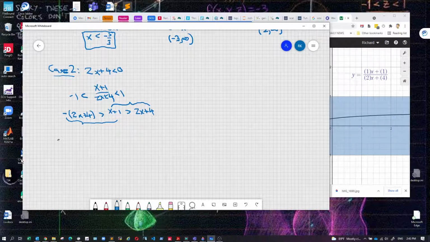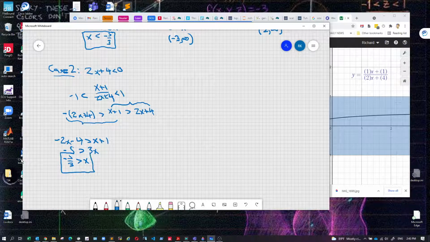So let's consider them. So here I have minus 2x minus 4 is greater than x plus 1. This is a lot of repeat, but you have to repeat it. So here, again, I'll bring this over here. So let's keep it like that. And I'll have 3x on this side, minus 5. All right, and so I get minus 5 over 3 is greater than x. Okay, so that just flipped around from what we had before.